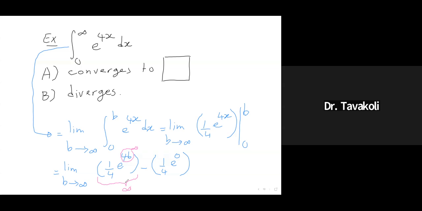In the previous example, that parenthesis became 0. So you see that these two examples are very different in nature. The second parenthesis is just a number, and infinity minus any finite number is still infinity. So the answer is infinity, which is not a finite number. So we should choose B. The integral diverges because by this calculation, what we got was not a number, it was infinity.